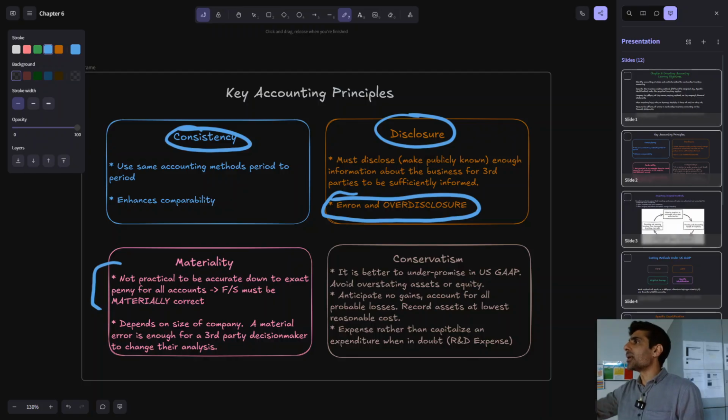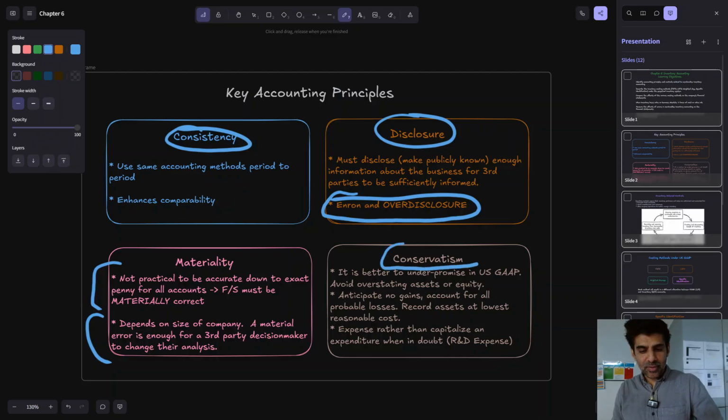Like, let's say you were looking at Amazon, and they have hundreds of millions or billions of dollars of inventory. If they were $10,000 off or $50,000 off, it's not going to matter because it's such a small percentage of their inventory. But if you were running a little convenience store and you were $50,000 off, it would be material, right? So materiality is going to depend on the size of the company. Okay, so yeah, I guess the principle here is you're not expected to be perfect, but you're expected to be materially accurate.